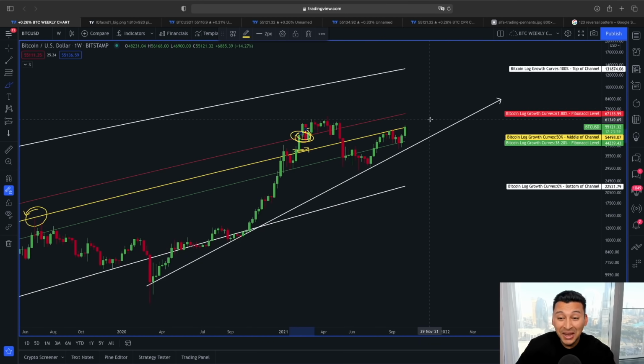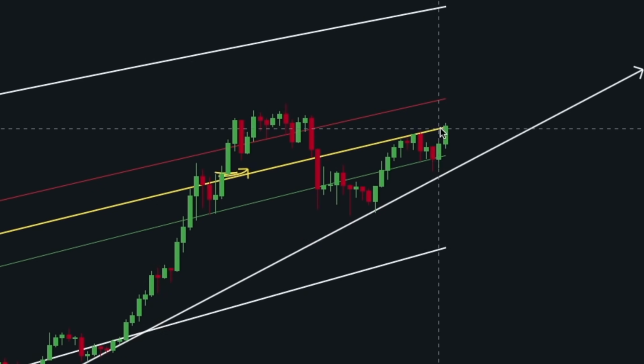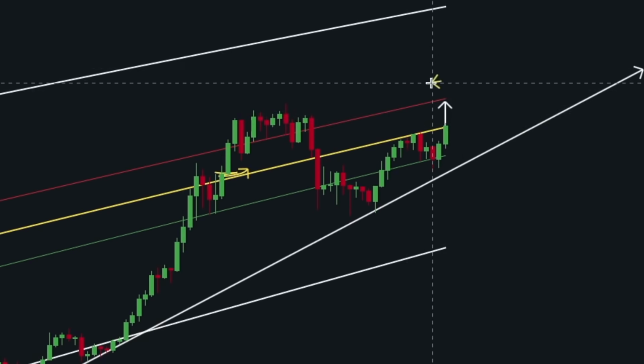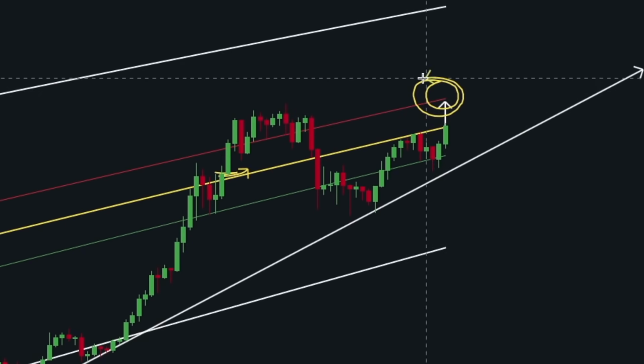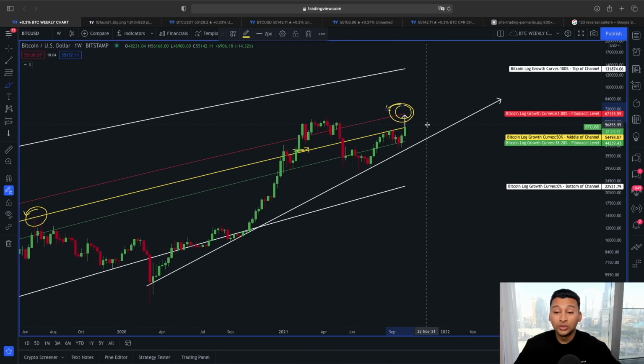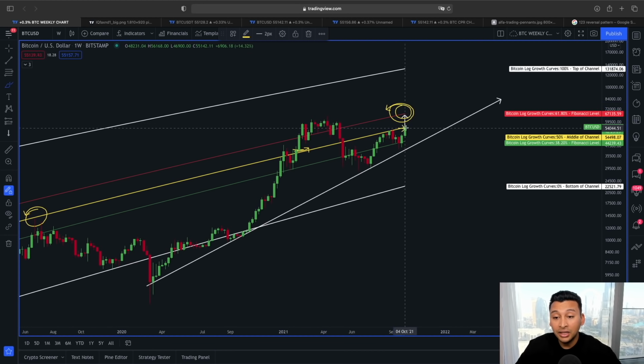And now this is another very interesting scenario. If the weekly is going to close above this middle of the channel, this yellow line, then there is a very high chance we are going to see another movement that could bring the price again around this 61.80 Fibonacci line, this red line that is lying around $67,135. So this means if the weekly is going to close above 54,495, or let's say $54,500, guys, then it is very likely the price in the upcoming weeks could be heading towards the next Fibonacci line that is lying around 67,000, and we could also be making a new all-time high for Bitcoin.